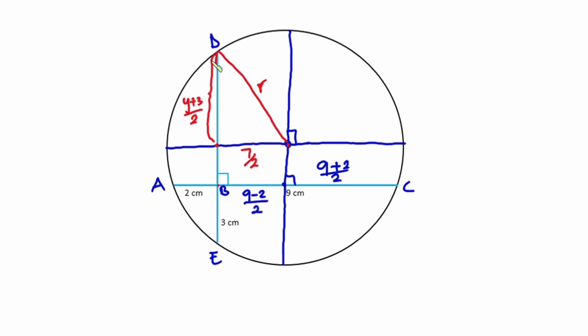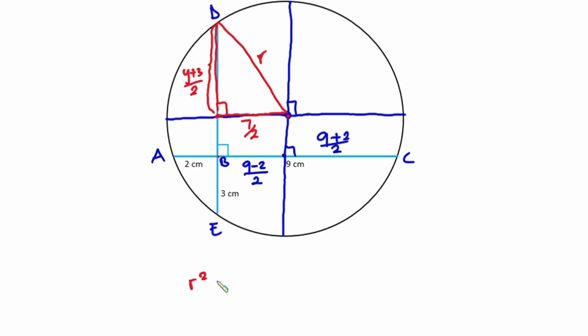Now you notice that we have a right angle triangle here, with this angle being 90 degrees. So let's apply Pythagoras theorem here to find R. R squared is equal to ((Y plus 3) divided by 2) all squared plus (7 over 2) all squared. But we don't know Y.